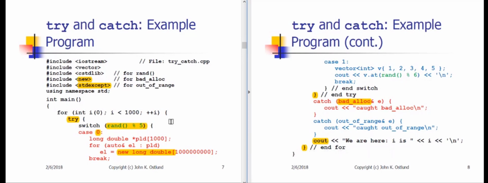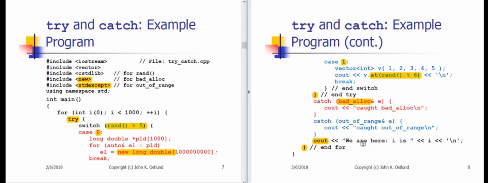Okay, so in the second iteration of the loop, we pull another rand value between 0 and 4. Let's suppose this time the value happens to be 1. Here's case 1 at the top of slide 8. We have a vector containing 5 values, and notice that we're going to use at with a random index here between 0 and 5. Very roughly speaking, we're going to get a uniform distribution of values between 0 and 5 from this calculation, and that means that 5 times out of 6, if we have an index between 0 and 4, v.at of the index will be fine. We'll simply display the value at that index.